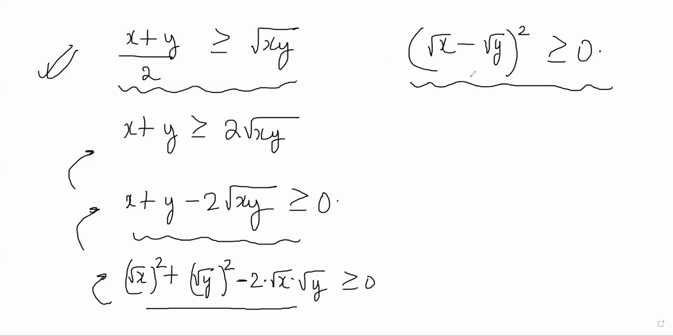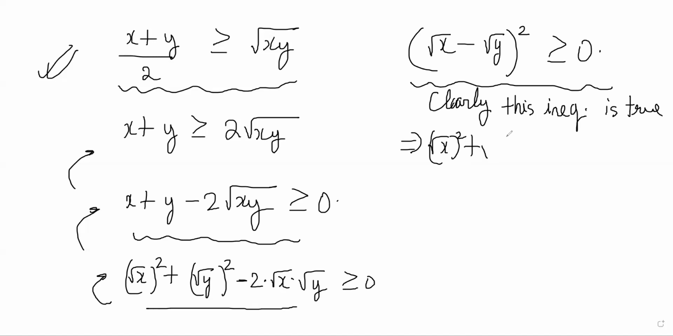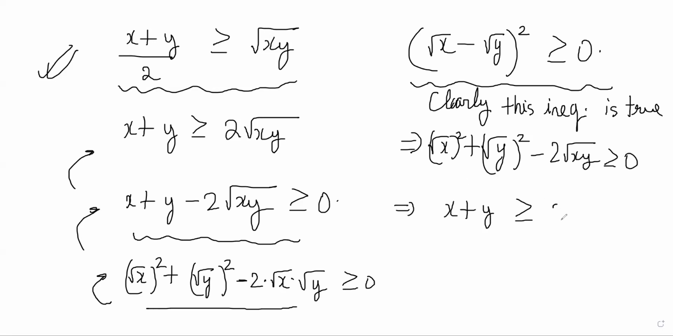I will say that this square is clearly positive, so this part is positive, right? This inequality is true, and then I will expand it, which implies root x squared plus root y squared minus 2 root xy is greater than or equal to 0. Then x plus y is greater than or equal to 2 root xy, and that implies (x plus y)/2 is greater than or equal to root xy.